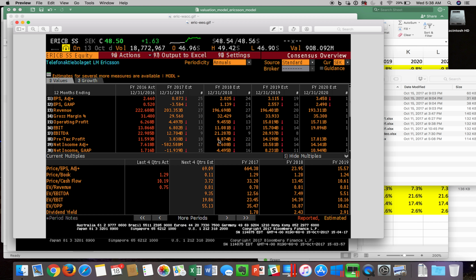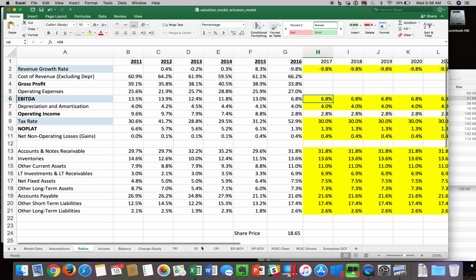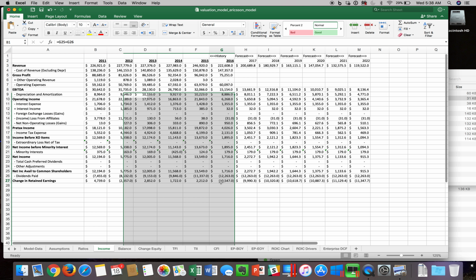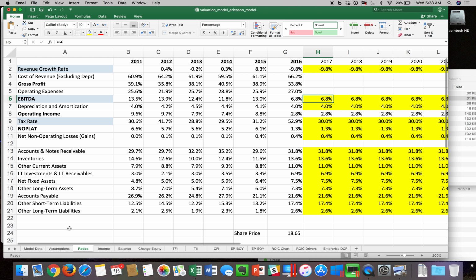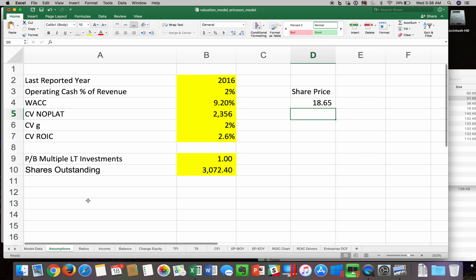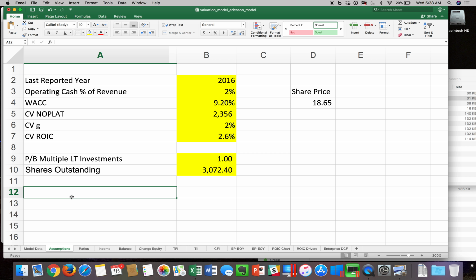So translation. We need in our model, I'll go here, on the income tab, we need 17 and 18 revenue and EBITDA to pretty much match the consensus. And we're going to change the ratios to do it. So how I'm going to do that is off the assumptions tab. So here's what we're going to do.